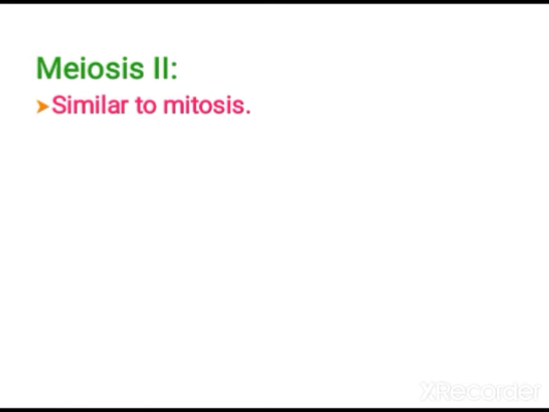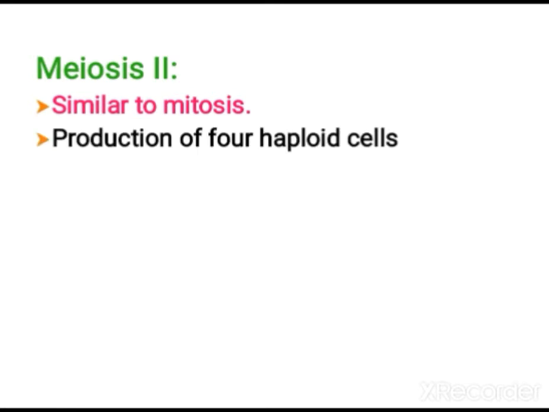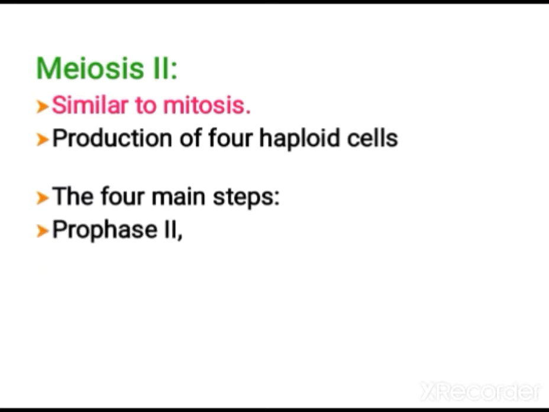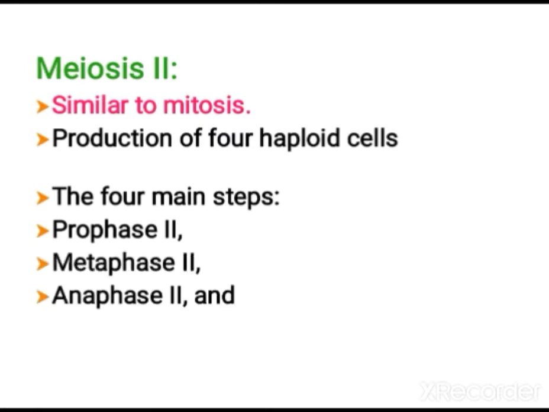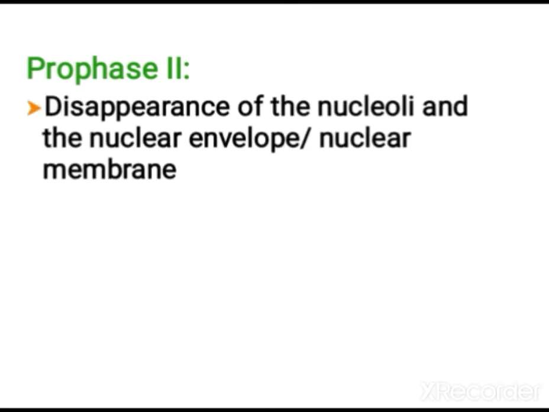Meiosis 2 is exactly like mitosis. There is not much difference, but at the end four haploid cells are formed. But the haploid condition has been attained during meiosis 1 itself. Here there are four steps: prophase 2, metaphase 2, anaphase 2 and telophase 2. These are the main steps of meiosis 2. First let us study prophase 2. As I already told you, it is exactly like mitosis.